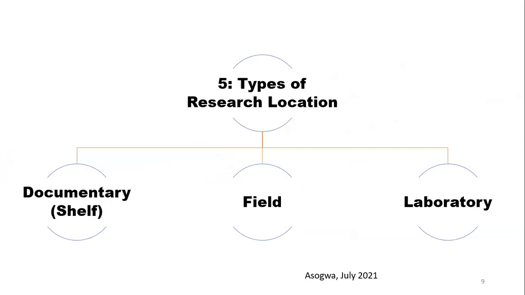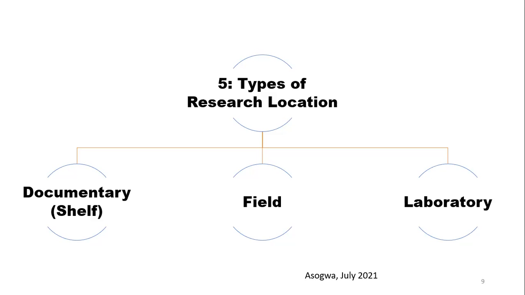Now we go over to types of research location. Based on location, we have the documentary research, which most of us refer to as shelf research. These ones we carry out on our shelves in the library, in the departmental bookshops, shelves, and rest of them. In our own bookshelf, that is called documentary research. They're already there, we go and pick them up.